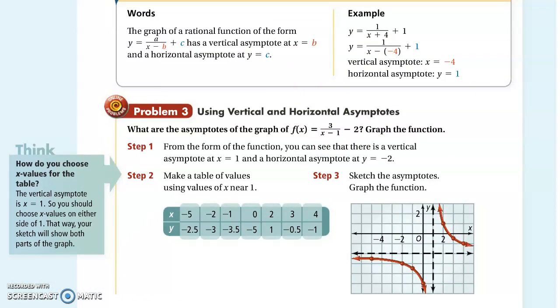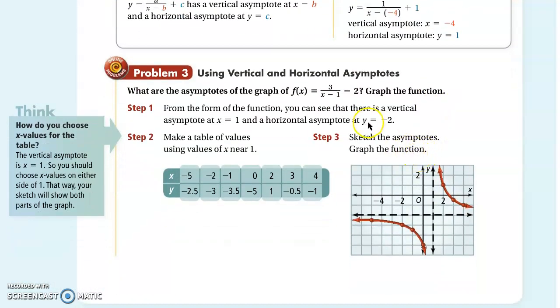Let's look at this example. This example is saying, what are the asymptotes of this function right here? Well, the denominator is going to say x is equal to 1. So we have a vertical asymptote at 1. And this thing moved down 2. Down 2. And because it's positive, it's in quadrants 1 and 3.